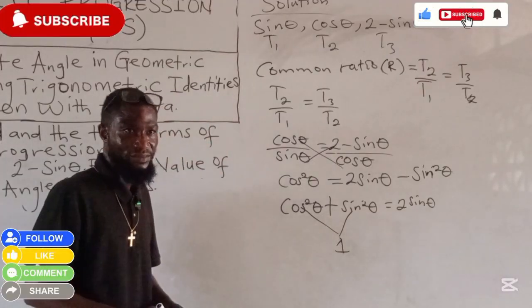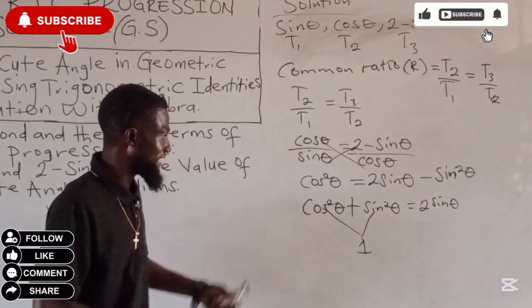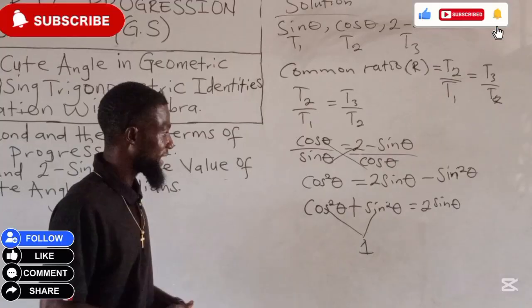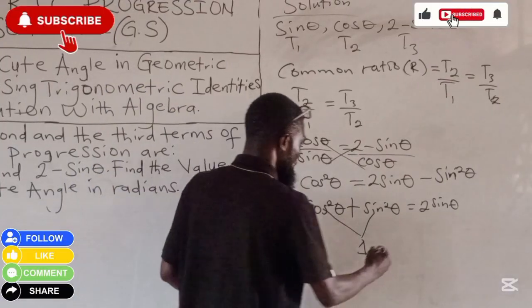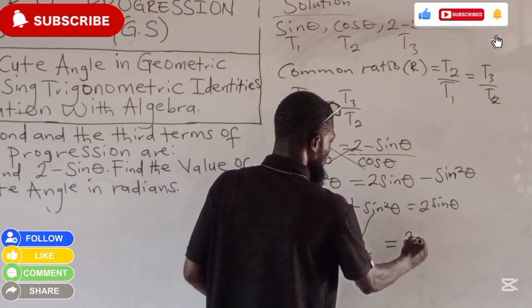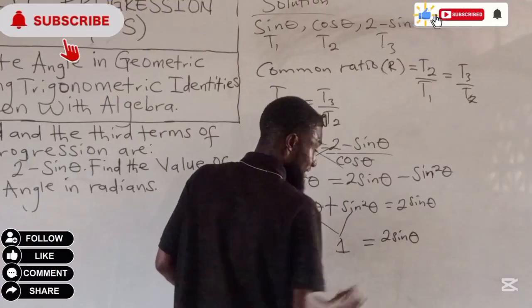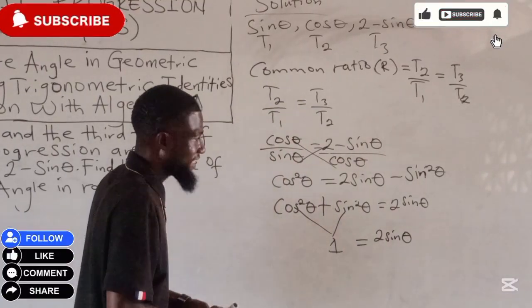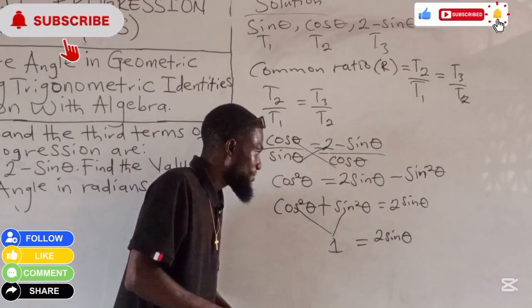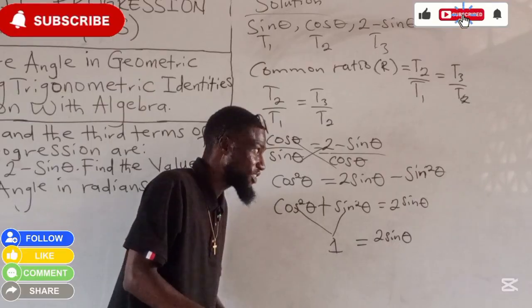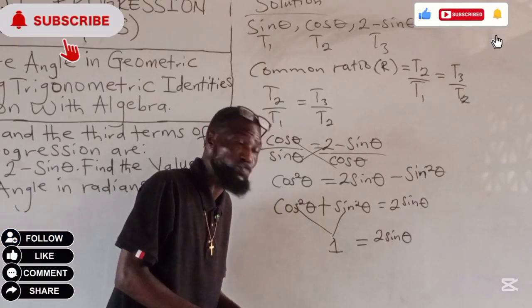According to our Pythagorean identity that was introduced by Pythagoras. On this note, we say this will be equal to 2 sin theta. So, ladies and gentlemen, remember, we'll be making sin theta the subject, and we'll be dividing both sides by 2.